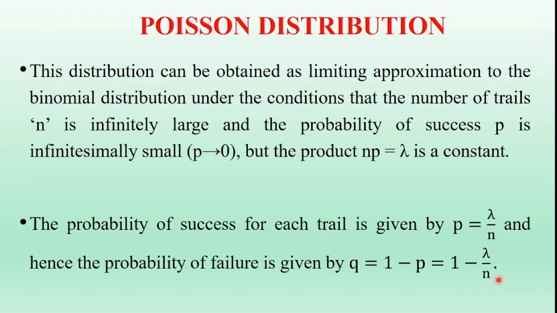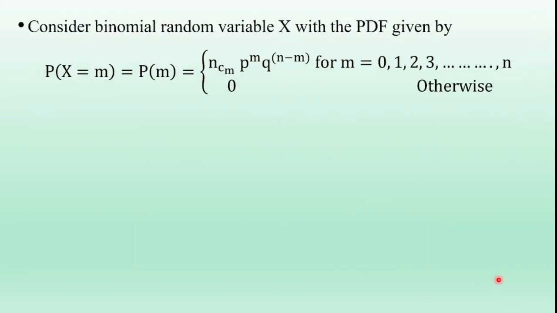Now let us derive the probability distribution for the Poisson distribution function by applying the limiting cases. Consider the binomial random variable capital X with probability density function P of m equal to nCm into p power m into q power n minus m, for m equal to 0, 1, 2, 3 and so on up to n. This binomial probability density function was already explained in my previous video, so please refer to that video.